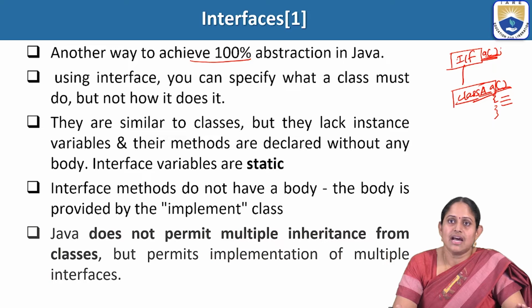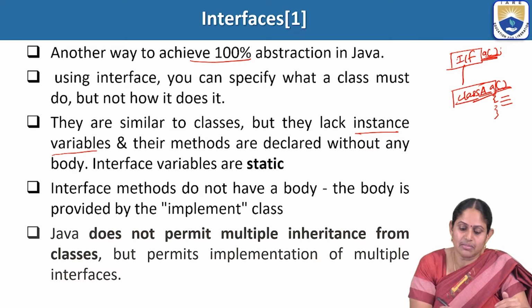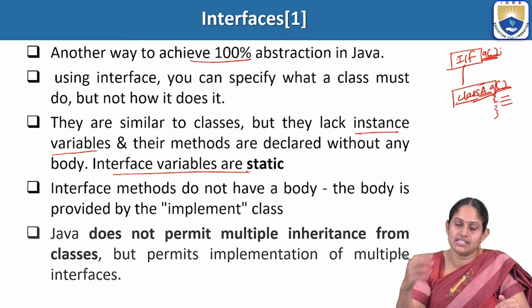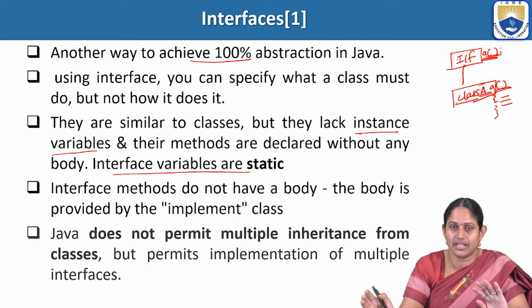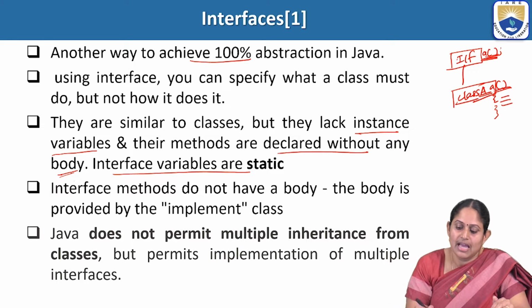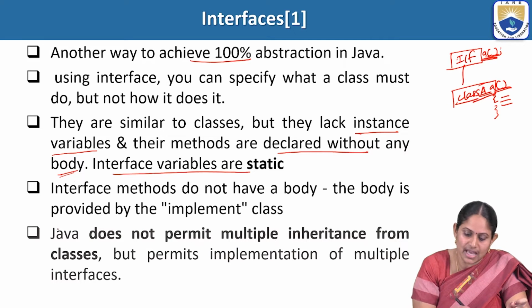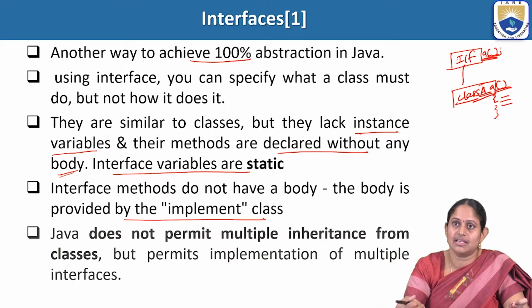Now these interfaces are very similar to classes, but they lack instance variables. They don't have instance variables. The interface variables which will be available inside the interfaces will be static. They don't have instance variables, but they have interface variables which are static, and their methods will be declared without any body. As I've told you, the body has to be provided by the class which implements it. The body will be provided by the implementing class.